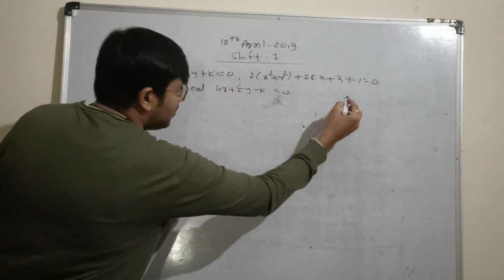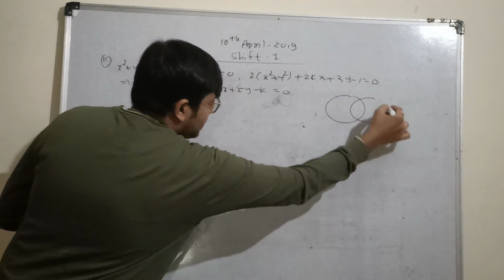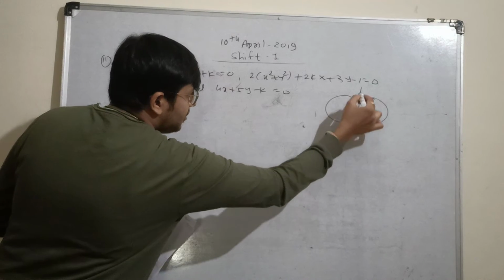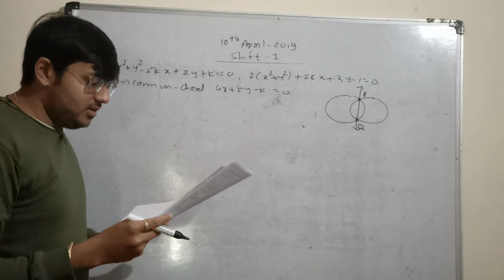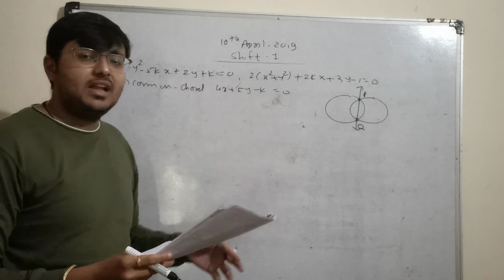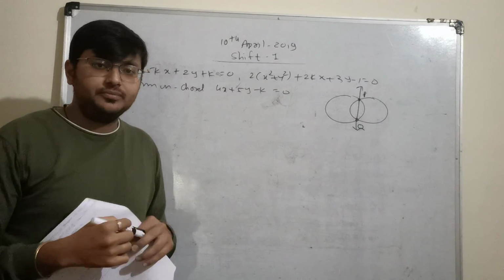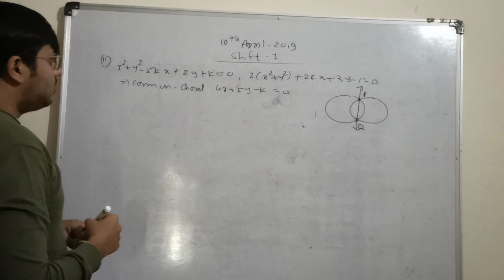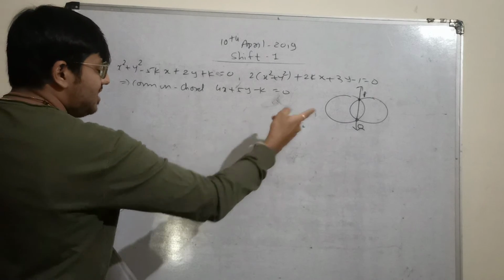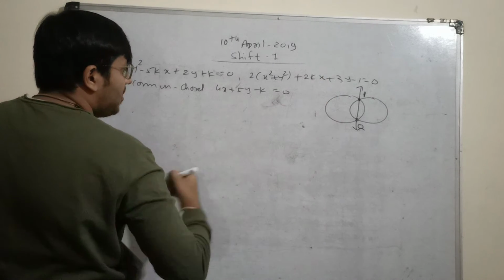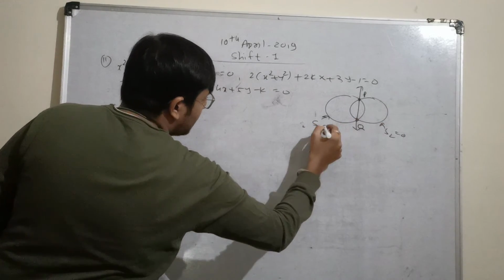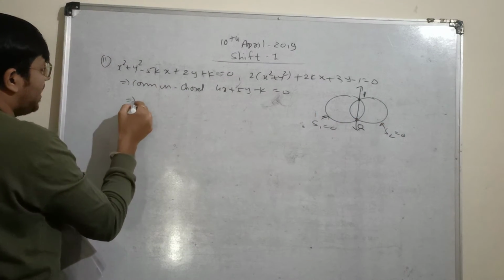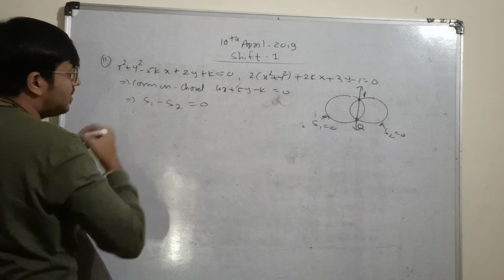If I want to plot a diagram, let's say these are the two circles, here is the chord given to you, and here are the points P and Q. We want to find for what value of k this condition is possible. First of all, if two circles have a common chord, and let's say these are the circles S1 and S2, then the equation of the common chord can be defined as S1 minus S2 equals 0.